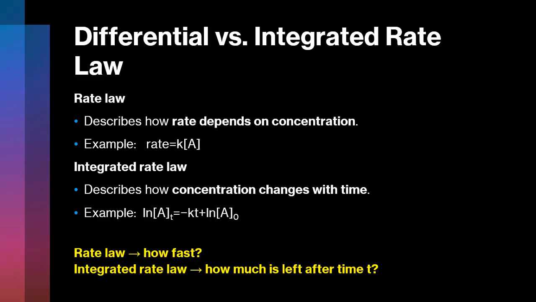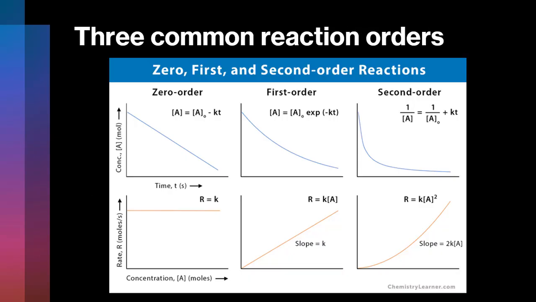initial concentration of A. So here's the shorthand I want you to remember. Rate laws tell us how fast. Integrated rate laws tell us how much is left after a certain amount of time t. They're related, but they answer different questions. We're going to focus on the same 3 reaction orders we've already discussed because they're our most common. Zero order, first order, and second order.